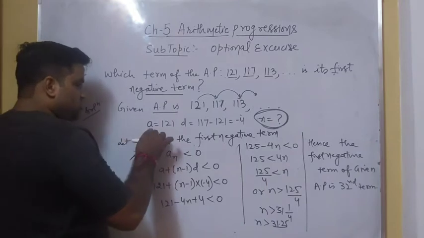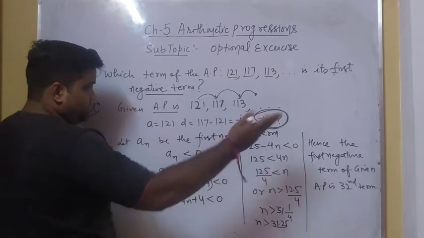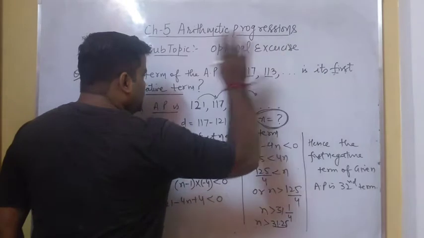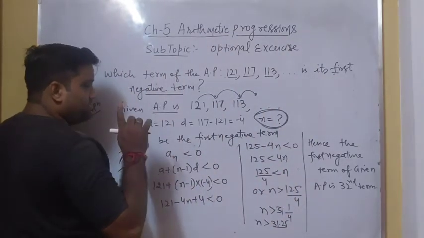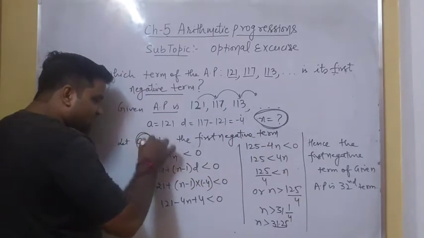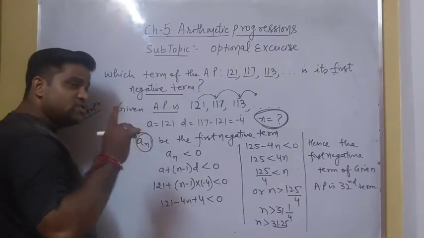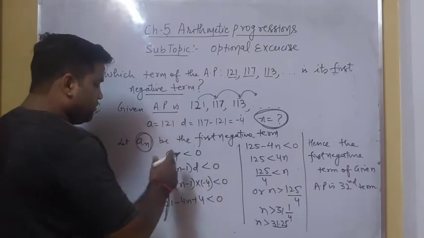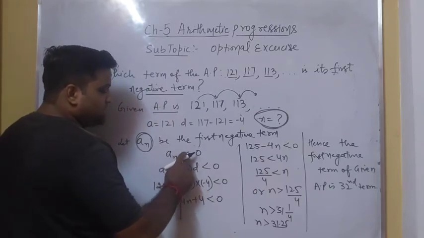So let us come to the solution. As 121 is the first term, the common difference is minus 4, and it will be the same because it is an AP. Here we don't know what the first negative term is. So we consider that an, which is the nth term of an AP, is the first negative term. As this term is negative, it means it will be lesser than 0, because negative terms are those terms which are lesser than 0. So an is lesser than 0.